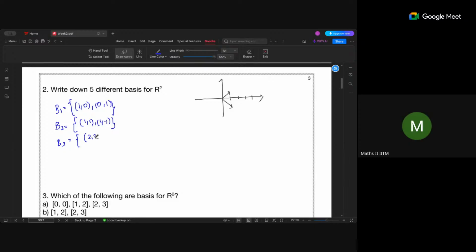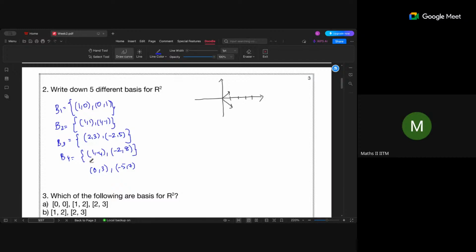So let me write the first vector. Now tell me the second vector. (-2, 5). Good. And (0, 3), that's fine. And (-5, 7). Okay, here (1, -4) and (2, -8). Someone else also said something. What was that? (2, 8)? (-2, 8). Okay, now it will be okay.